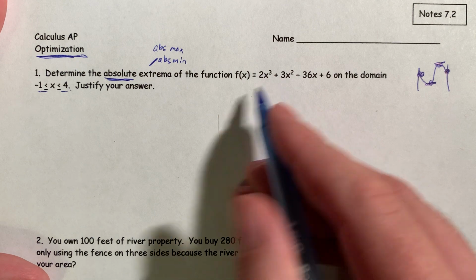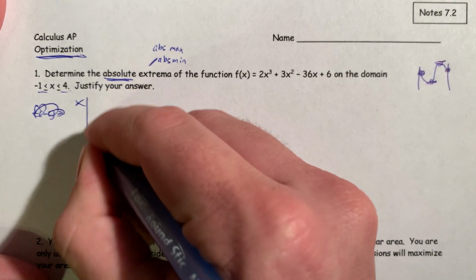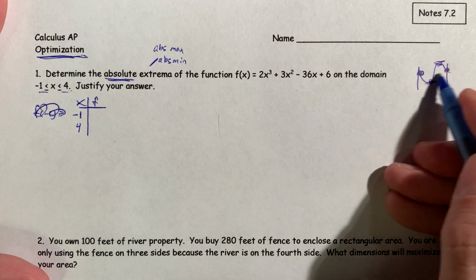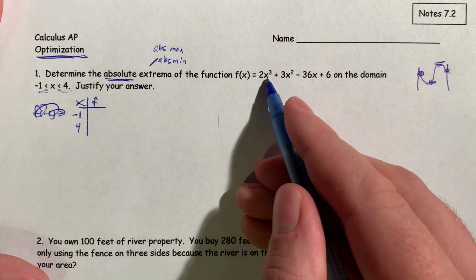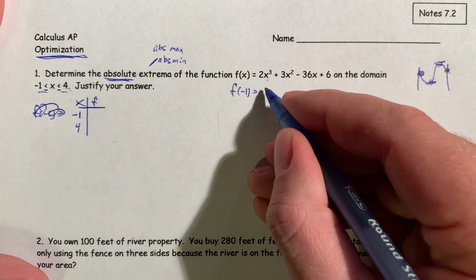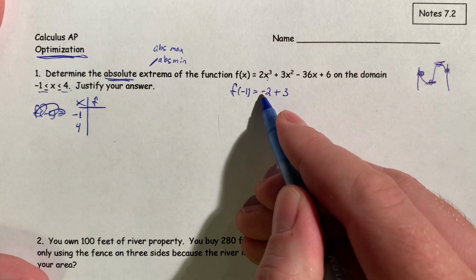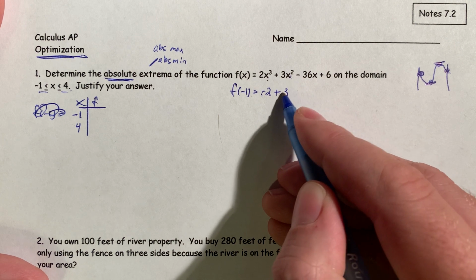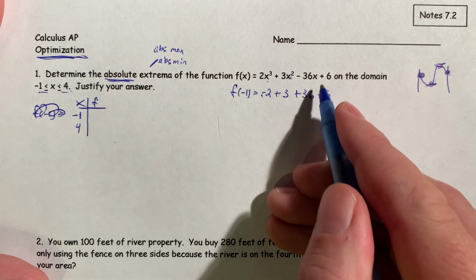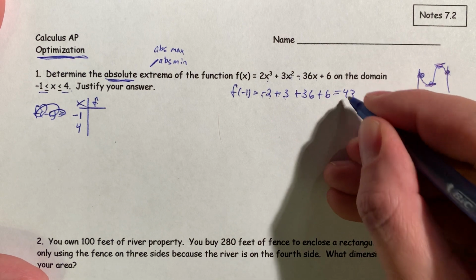We can start by finding f of -1. Let me just make a table here. We can start by finding the values at -1 and 4, because maybe those are the absolute maximum and minimum. So we're going to plug in -1 here and 4. So f of -1 is going to be -2 plus 3. Notice that when you cube a negative, it stays negative, but when you square a negative, a negative times a negative is a positive. Plus 36 plus 6. So this looks like 43.